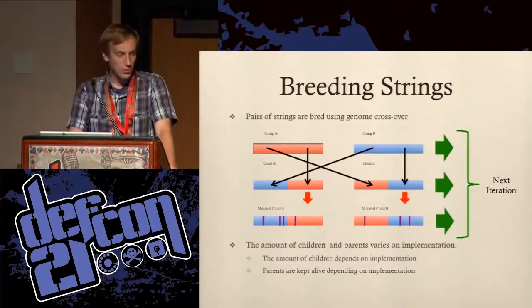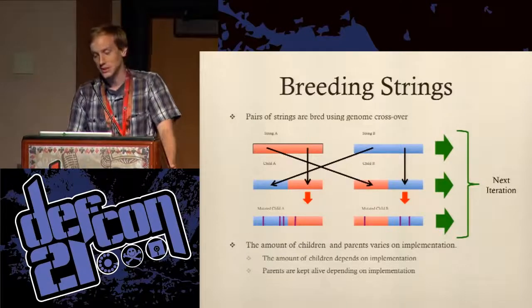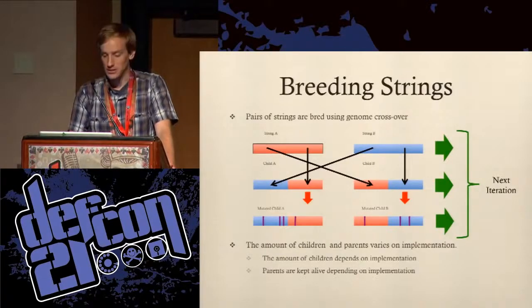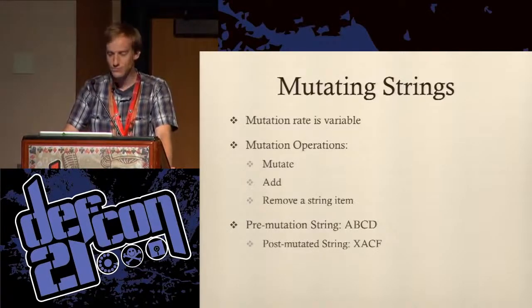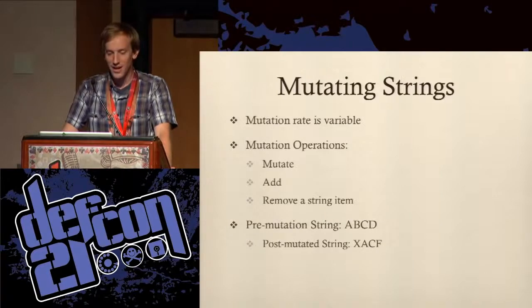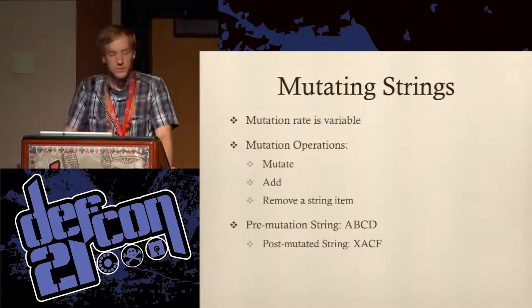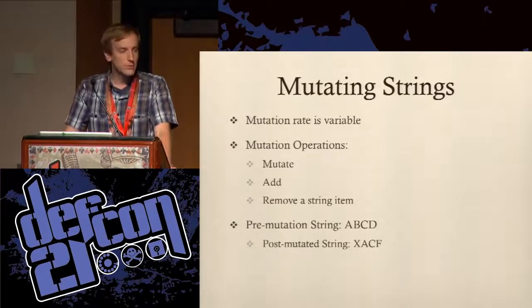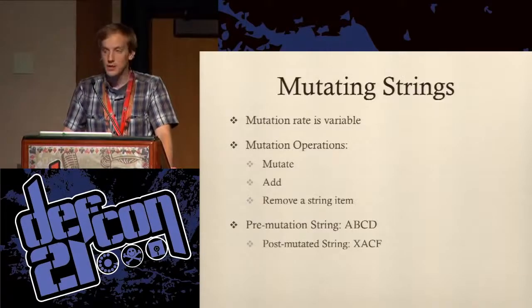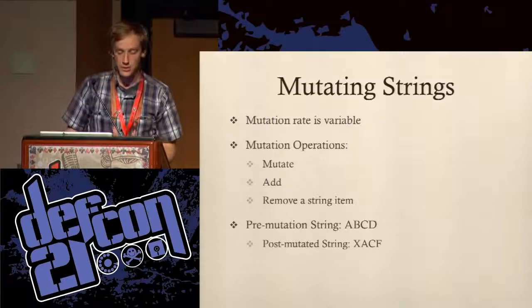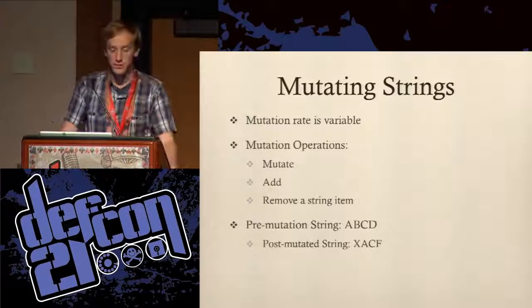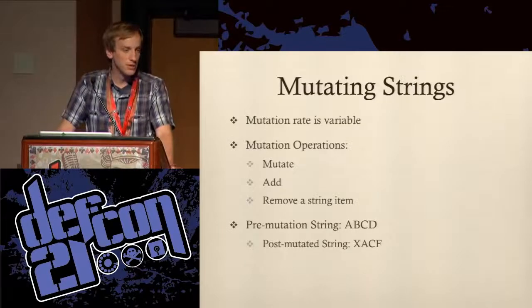Now for the next step, what do we mean by mutating strings, or mutating our exploits? The mutation rate I found to be best is usually variable. There are a number of operations we can use, but it all boils down to 3 essential operations. We have mutation, changing a single byte in a string. We have adding information, and we also have removing information. So it's somewhat like natural evolution.